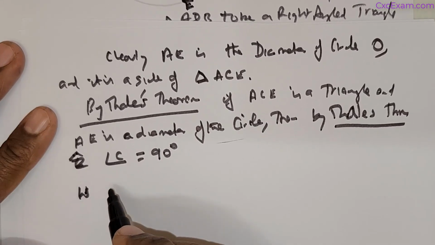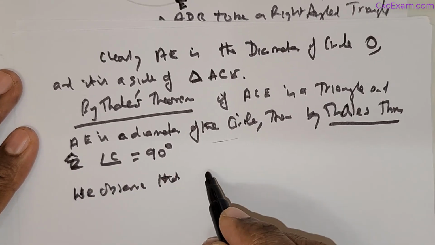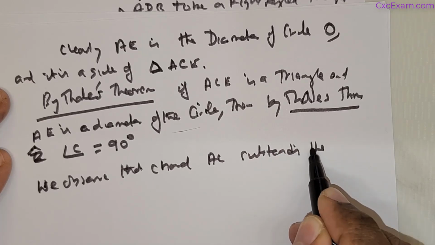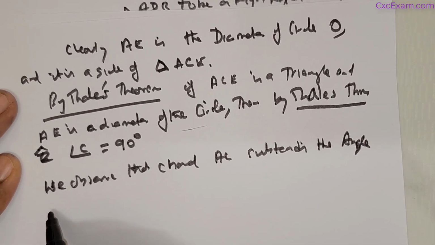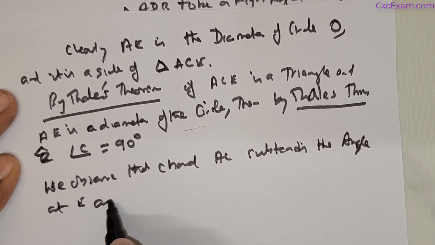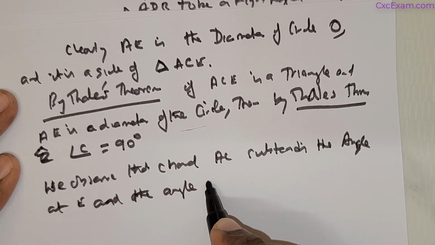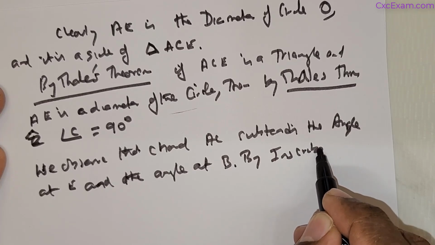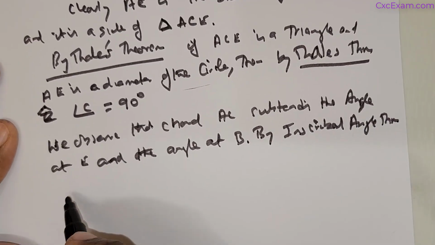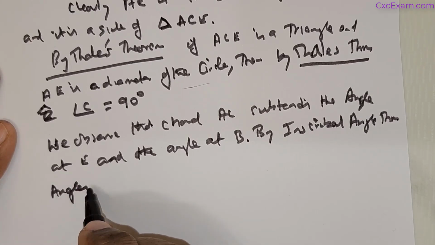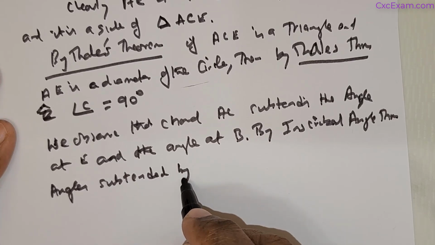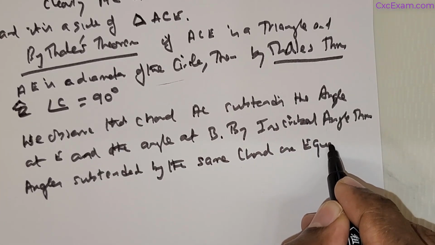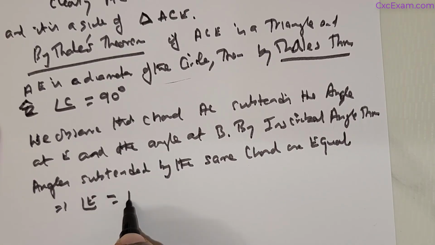We observe that chord AC subtends the angle at E and the angle at B. By inscribed angle theorem, angles subtended by the same chord are equal. So this means angle at E is equal to angle at B.